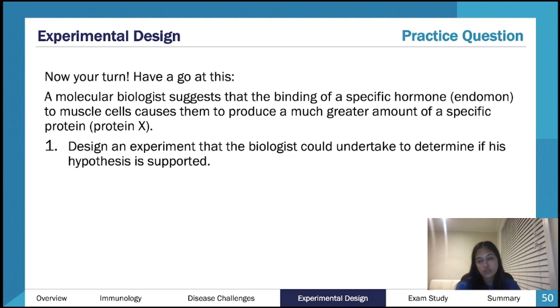Your independent variable is basically the presence of this hormone, and your control group is the muscle cells without the hormone. You might use varying levels of hormone perhaps. But yeah, your control variables would be maybe the amount of muscle cells that you've got, and the presence of other hormones, which you would want to minimize.